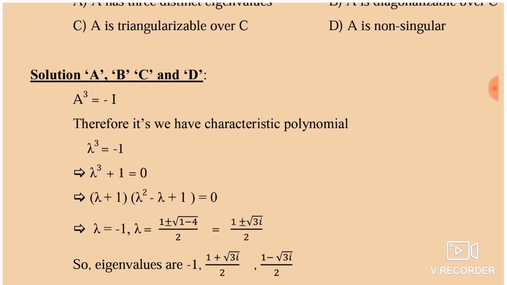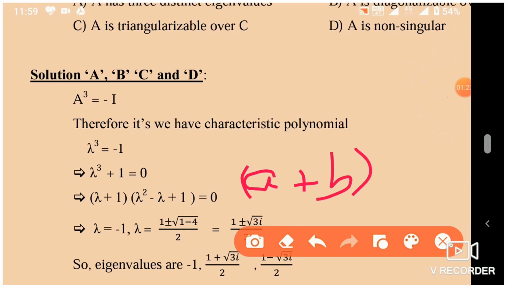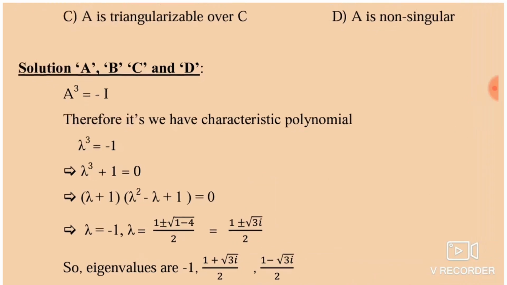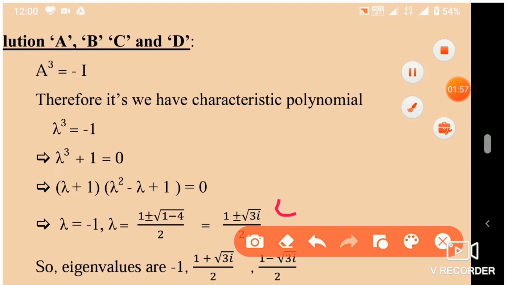So lambda cube plus 1 equal to 0, use the a cube plus b cube formula. a cube plus b cube equal to a plus b into a square minus ab plus b square. Here a is lambda and b is 1. So write like this. For the first one, lambda will be minus 1. The second one is a quadratic equation, so we have to simplify like this. There is no other way. So we get 1 plus or minus root 3 i; the i will become outside, should come outside. So root 3 of i, write like this.